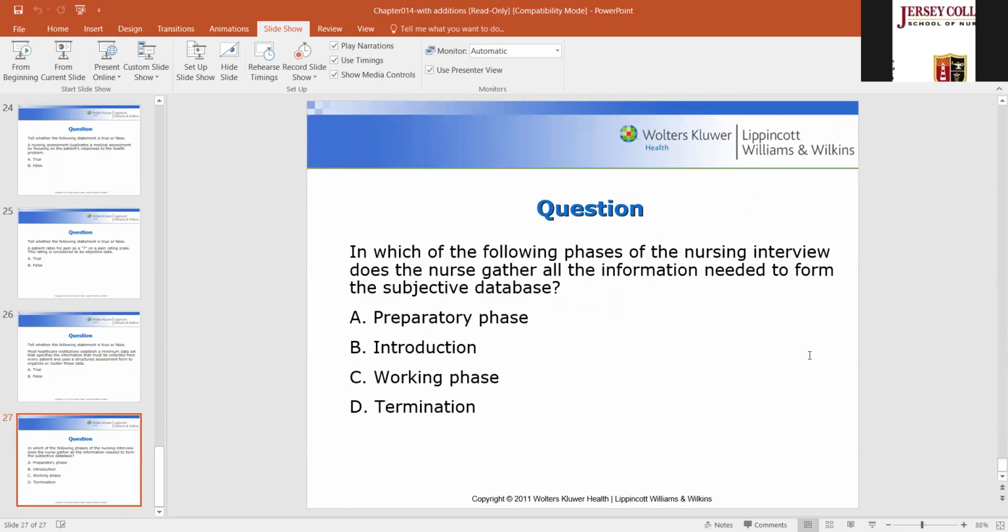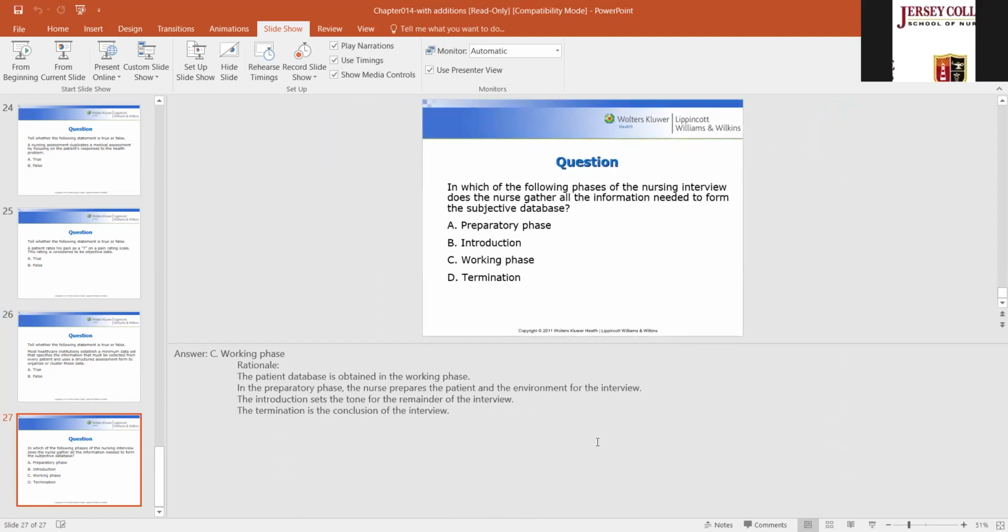In which of the following phases of the nursing interview does the nurse gather all the information needed to form the subjective database? In the introduction? Working phase. The patient database is obtained in the working phase. In the prep phase, the nurse prepares the patient and environment for the interview. The introduction sets the tone for the remainder of the interview, and the termination is the conclusion of the interview. Got it.